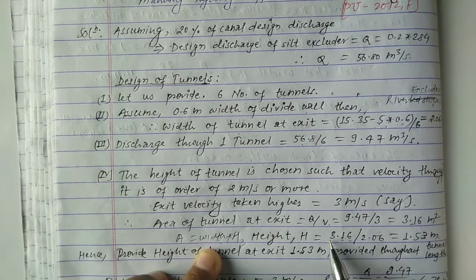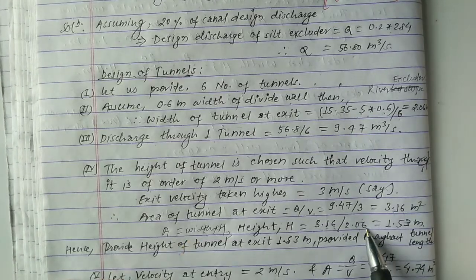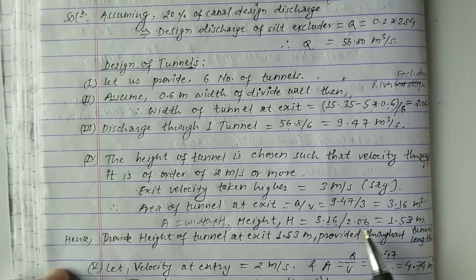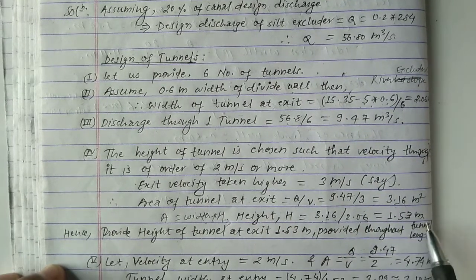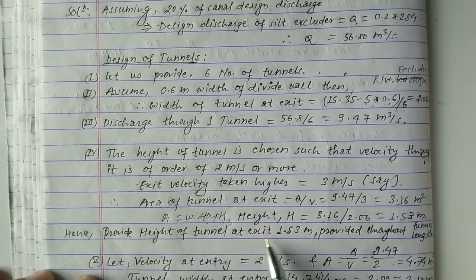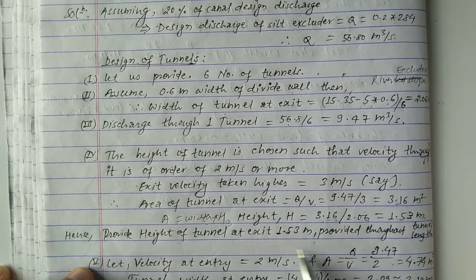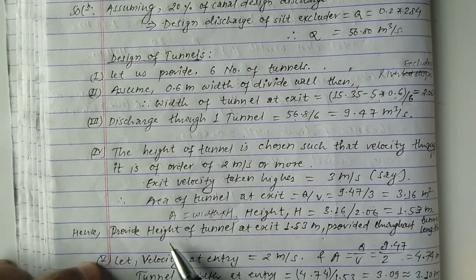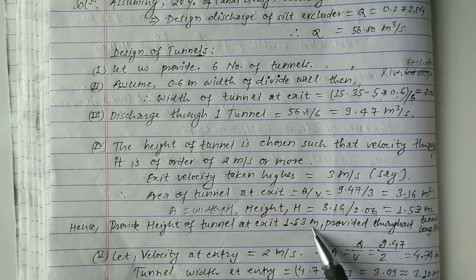Okay, we already calculated the width of the tunnel at exit, which is 0.6. After calculating this value, we get the height equal to 1.53 meter. That is the height of the tunnel at exit, equal to 1.53 meter, and this is provided throughout the tunnel length.